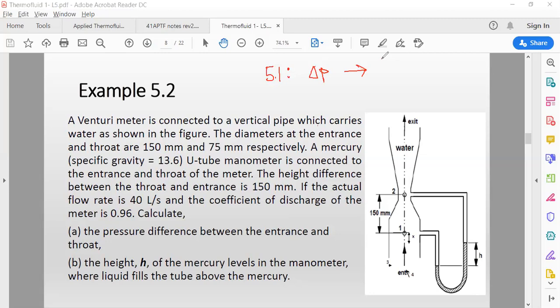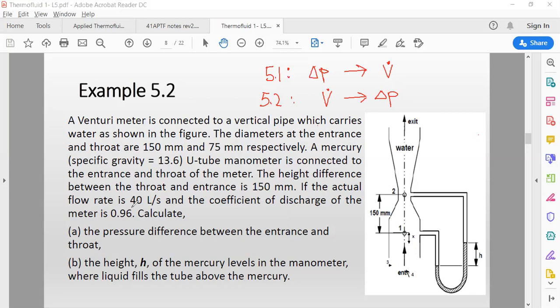Okay. They give you the pressure, they ask you to find the flow rate. For 5.2, it's the other way around. They give you the flow rate and they want you to work backwards and find out the pressure. Okay, so see the difference between these two examples.